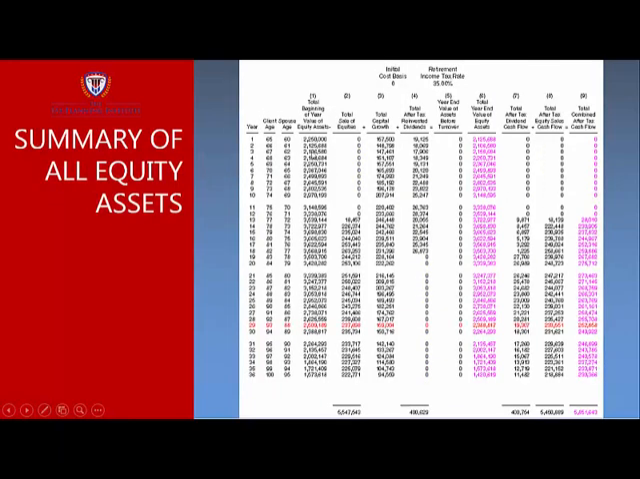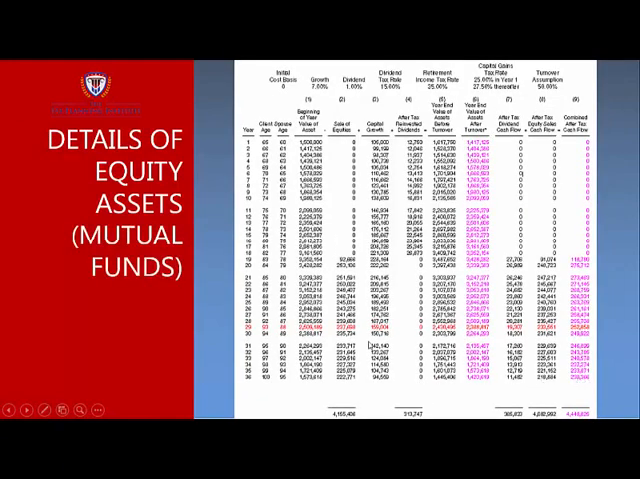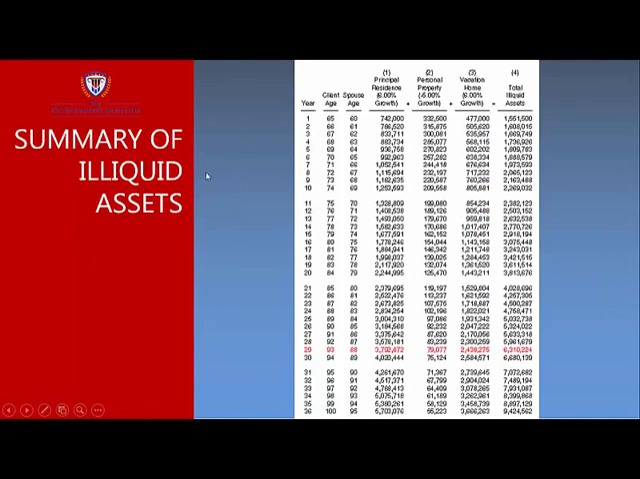Likewise, the tax exempt, we didn't take any money out of there. Summary of equity assets. Here's the sale of assets. Here's the capital growth. Here's the after-tax dividends that are reinvested or accumulated. Here's the year-end values. And here's when we started to take money out of there. And those numbers will show up on that cash flow page at the beginning. Here's the detail of the second equity account. And then here's the summary of illiquid assets.